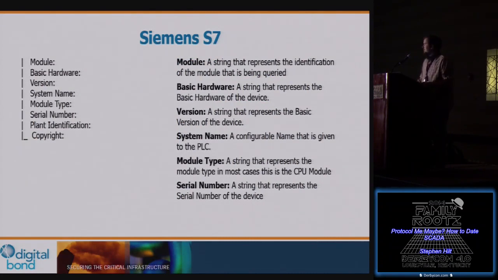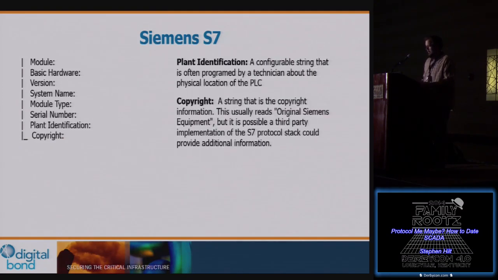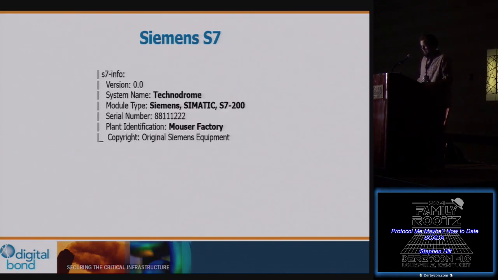So the information that you can pull based off our script that we released is the module information, basic hardware, the version, system name, model type, and serial number. The interesting ones are the plant identification ones. That's actually a string that's entered by a technician about a physical location, usually of where the PLC is located. And then the copyright information. It's usually original Siemens equipment if it is a Siemens device.